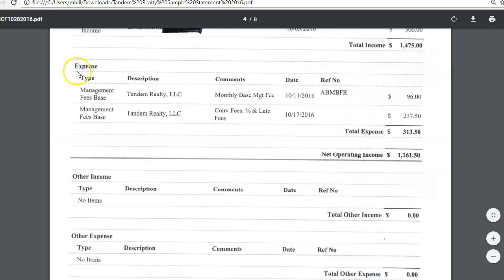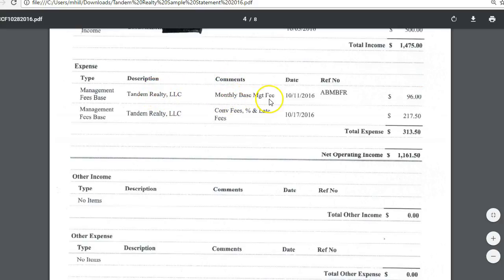So now we're going to drop down here into the expense category, and you'll see right here, again, the same thing: type, description, comments, date, reference number. So type, management fees base right here. This is the base amount that we charge every month. Description would be whoever it was paid to.